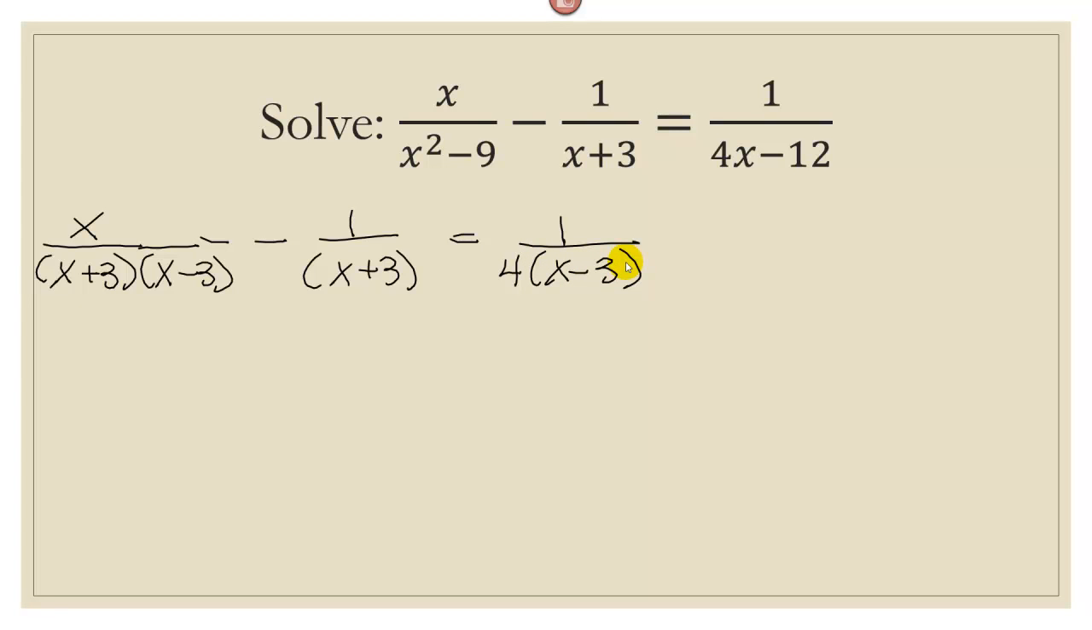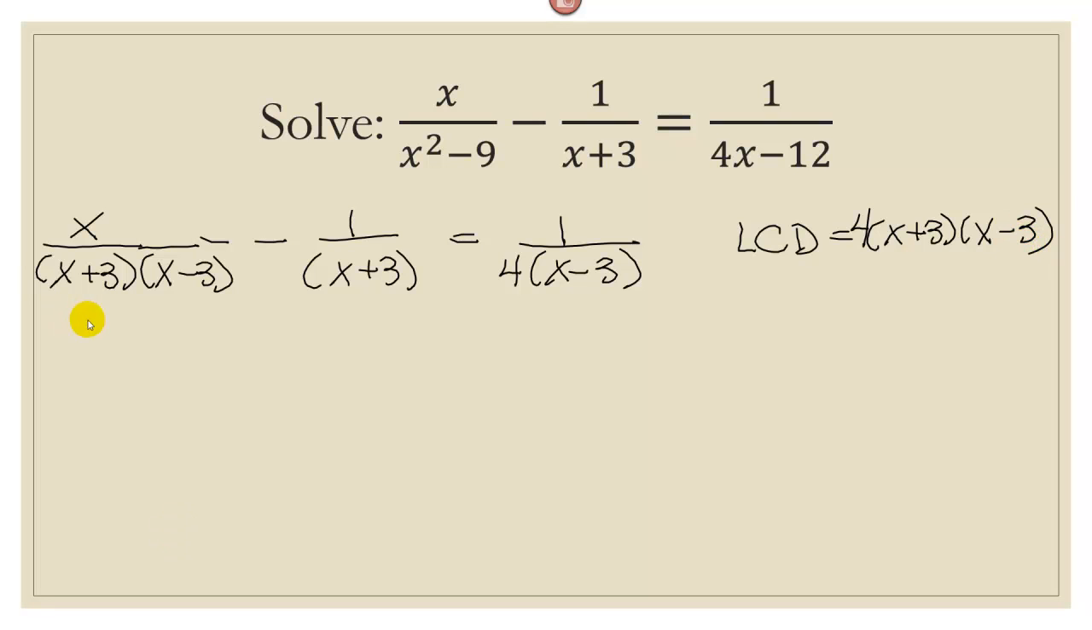Okay, now it's a little bit easier to see what our LCD is. Our least common denominator, again, we can find this, we've talked about this before, by multiplying each factor to the highest power that factor appears. So here we have an x plus 3. We also have an x minus 3. Looking at our second one, we have an x plus 3, but that's already included, so we don't need to include it again. And then this one has an x minus 3, which again we already have, but it also has a 4, so let's put a 4 in there as well. So our LCD is going to be 4 times x plus 3 times x minus 3.